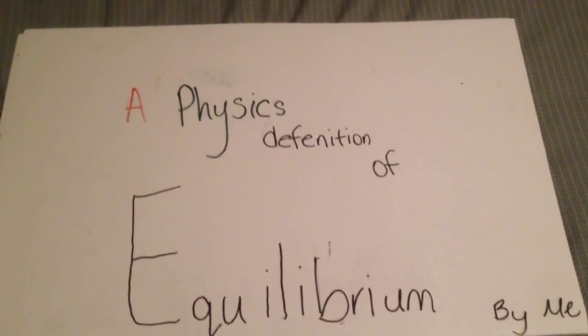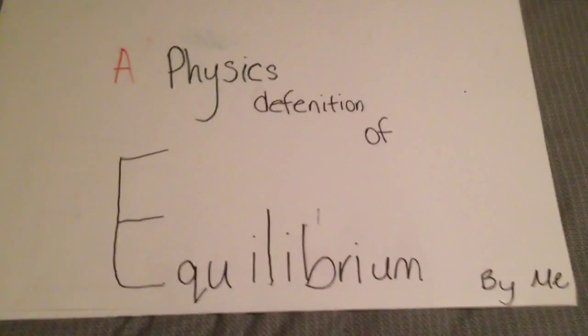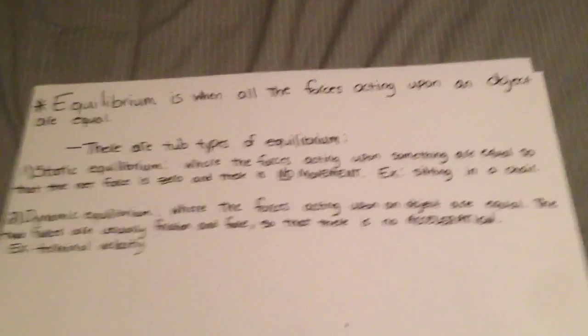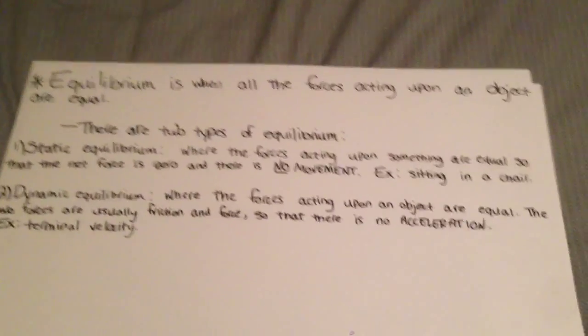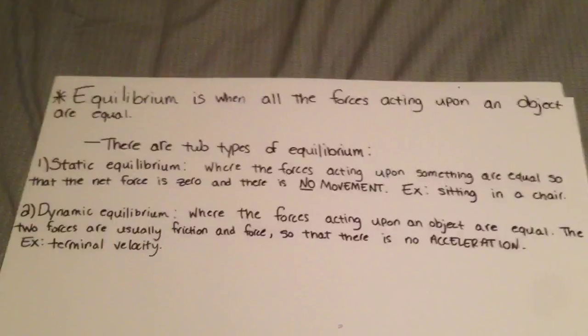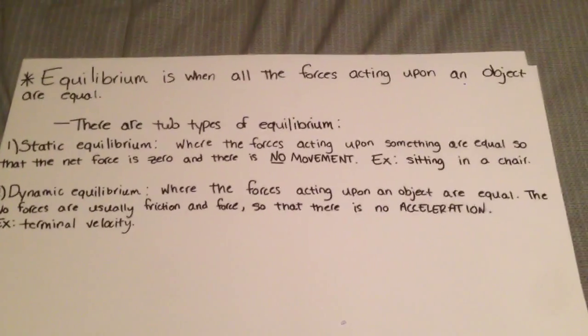Hello, and today I will be talking about equilibrium and its definition in terms of physics. Equilibrium is when all the forces acting upon an object are equal. There are two types of equilibrium, the first being static and the second being dynamic.